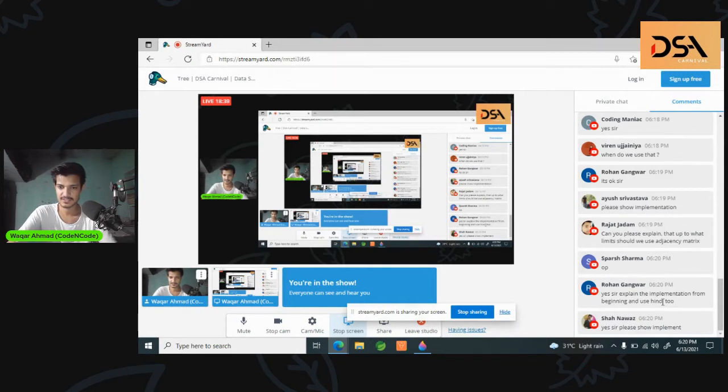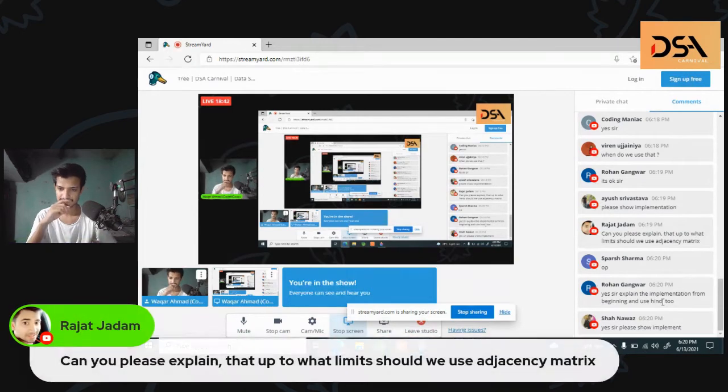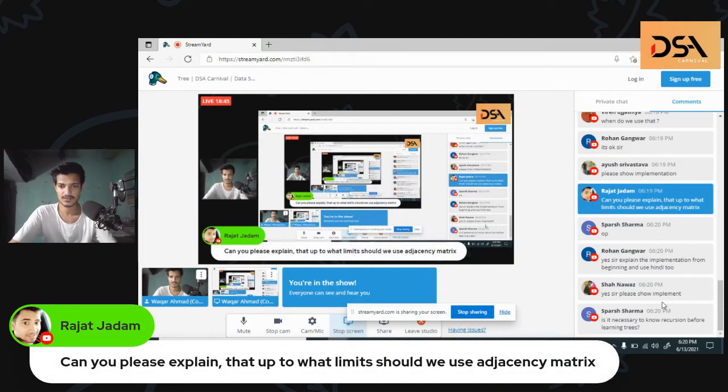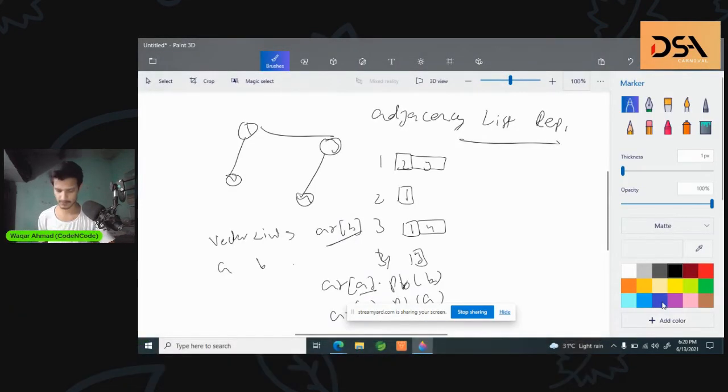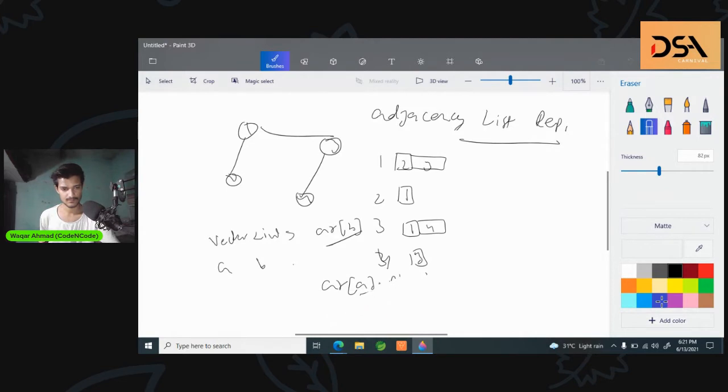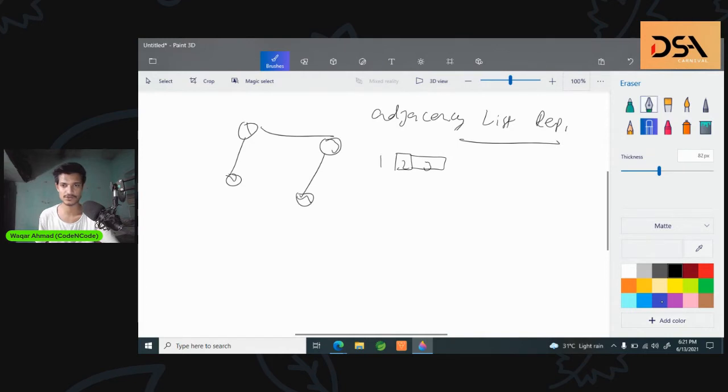Can you please explain up to what limit we should use an adjacency matrix? Raja asks this. See, usually you should not create an integer array of size greater than 10 to the power 7. You should not go beyond 10 to the power 7. Whenever you are working on any online platform, be it CodeChef or Codeforces, you will be given two things for each question: a time limit and a memory limit.